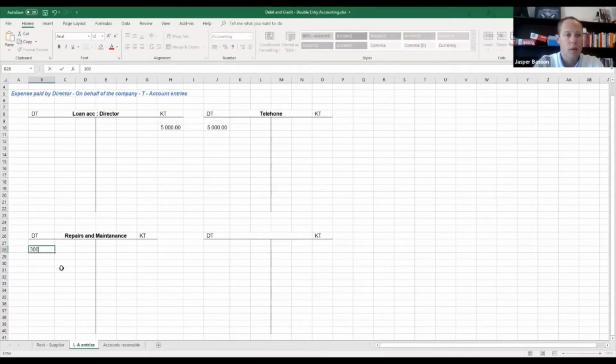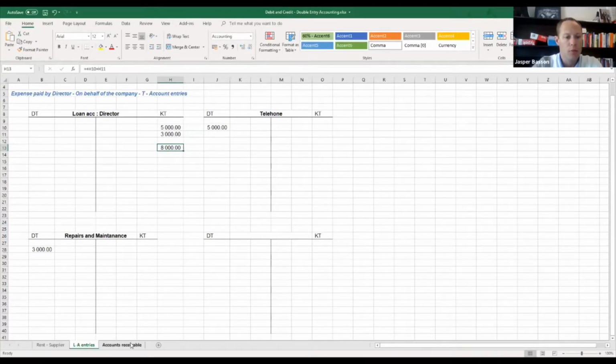Let's call it 3,000 rand. The repairs and maintenance would increase because it's an expense, and an expense increases on the debit side. On the left hand side, the expense would increase with the 3,000 rand, and your double entry would again be the loan account of the director for 3,000 rand, because the liability increases on the credit side, or on the right hand side. So in this case, with these two entries, the director would be owed 8,000 rand by the company to date in the books of the company.